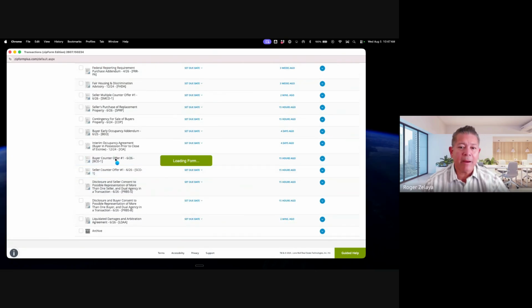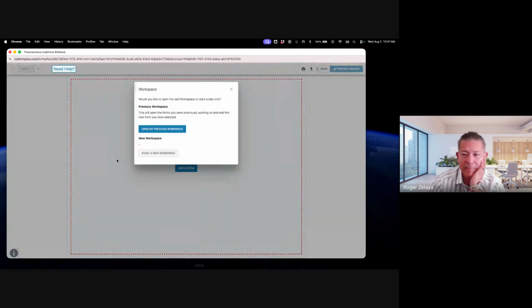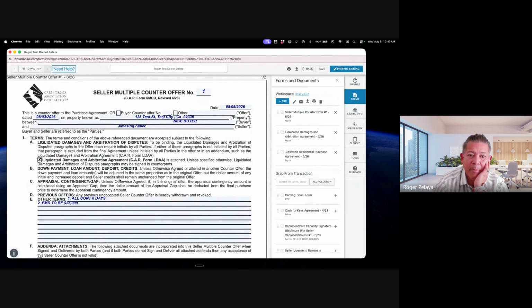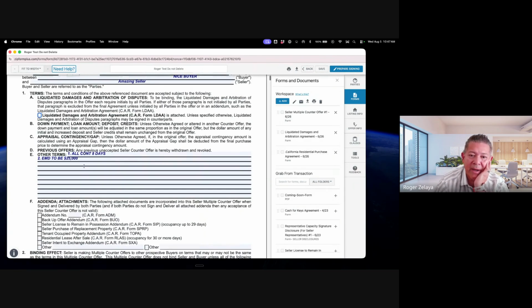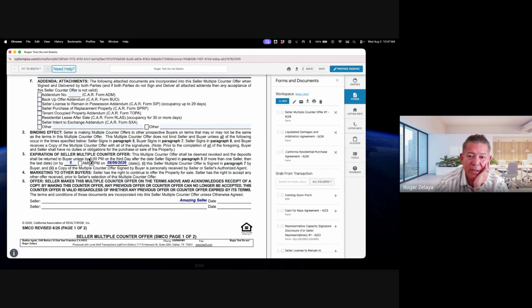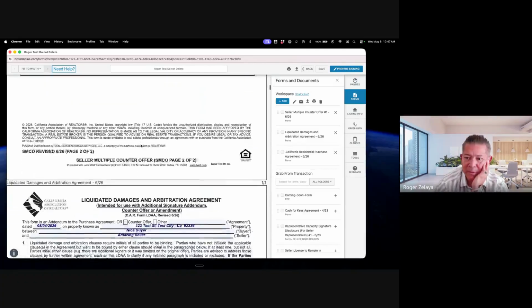Okay, buyer counter offer, pretty straightforward. And I want to get to another form after this. Buyer counter offer, right? We want liquidated damages, or we had done that on here. And we want the expiration. Wait, no, this is a seller multiple.